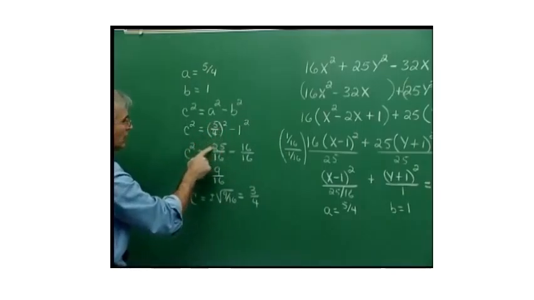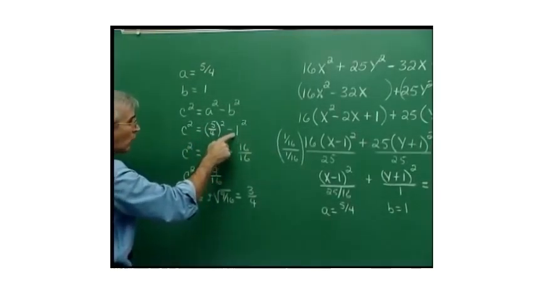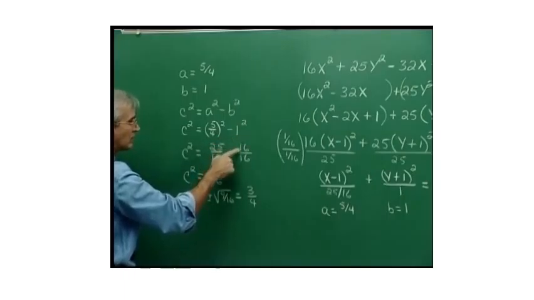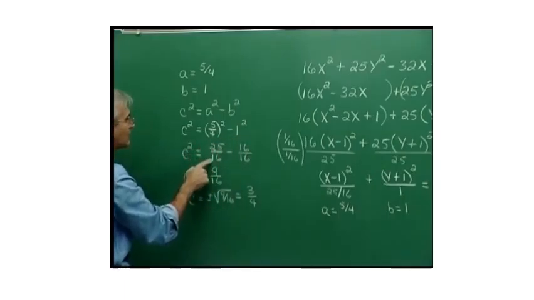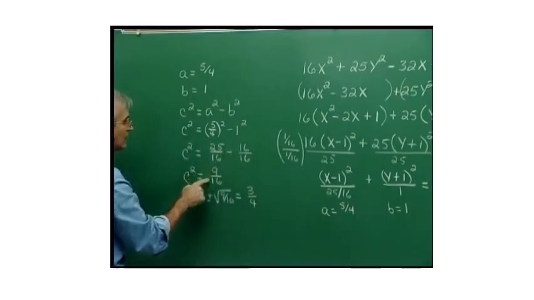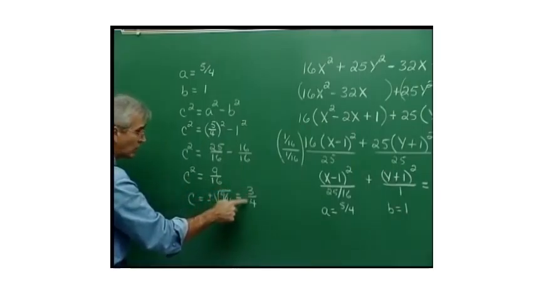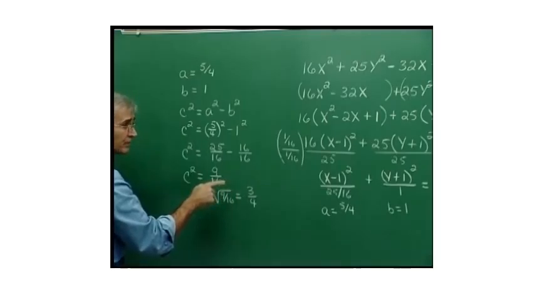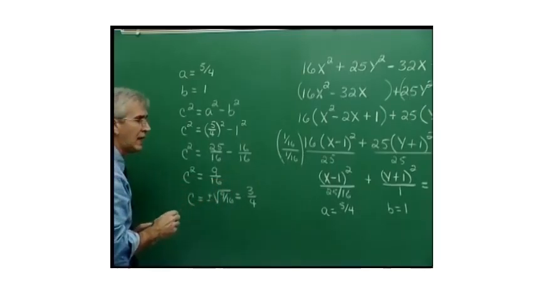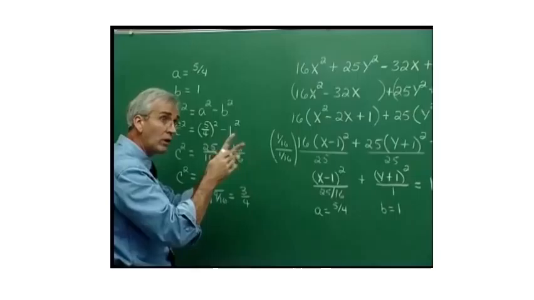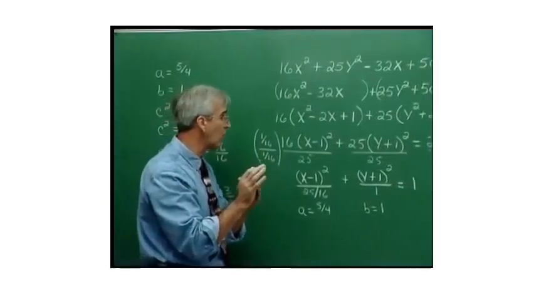Now 5/4 squared is 25/16 minus 1 squared is 1, and 1 is simply 16/16. So 25/16 minus 16/16 is 9/16. C is the square root of 9/16 or 3/4. So C is 3/4. Now let's go through and identify the important positions, the important points involved in the graph.